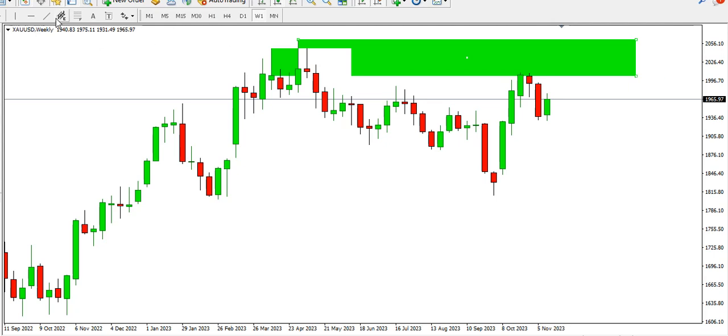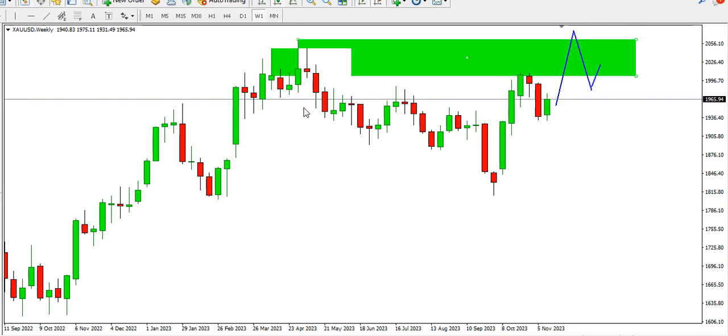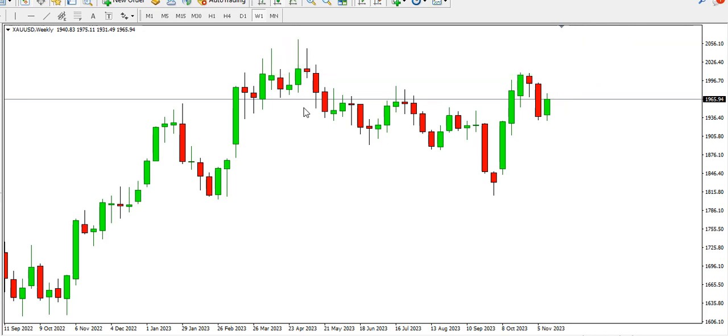So we might see price clearing that zone sooner than expected, and by the time price clears that zone, we expect price to drop a little before going back up. But this zone is yet to be cleared. I'm talking about the 2065 area on the gold chart.